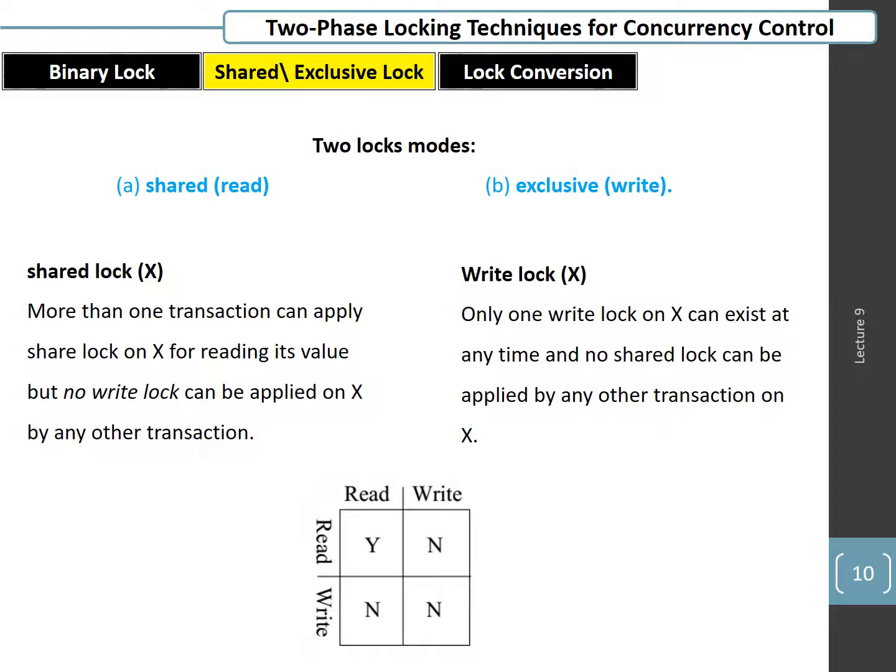The other transactions can also apply the read lock on the same data item and read its value. But no transaction can apply a write lock and update the value of this data item. The second type is the exclusive or write lock. Only one transaction can apply a write lock on the data item and update its value, but no other transaction can apply the read lock or the write lock.